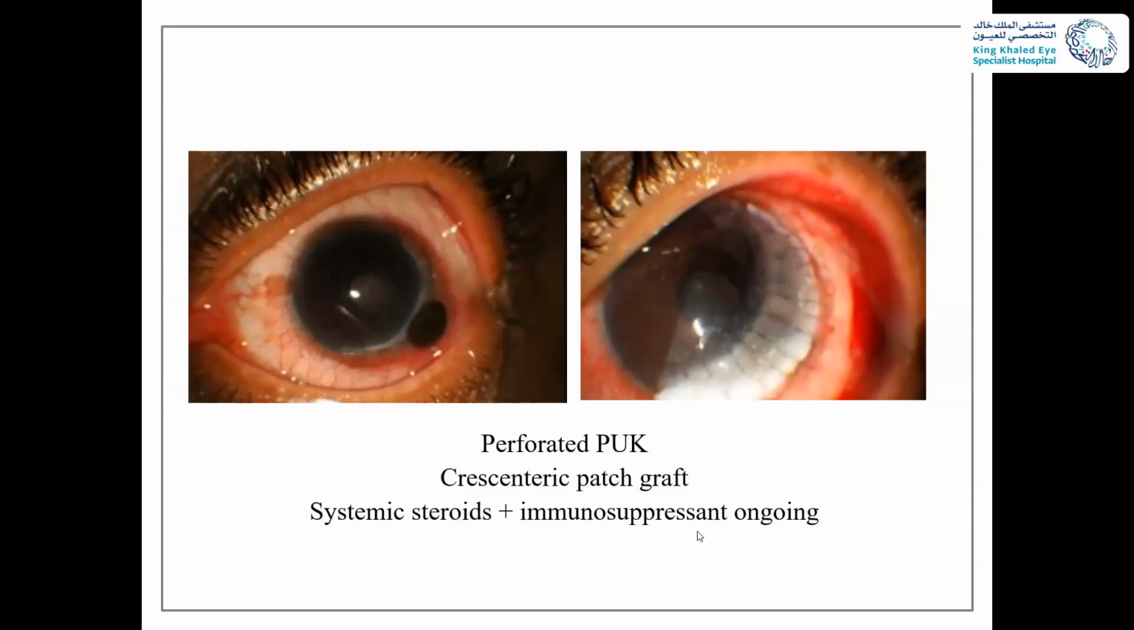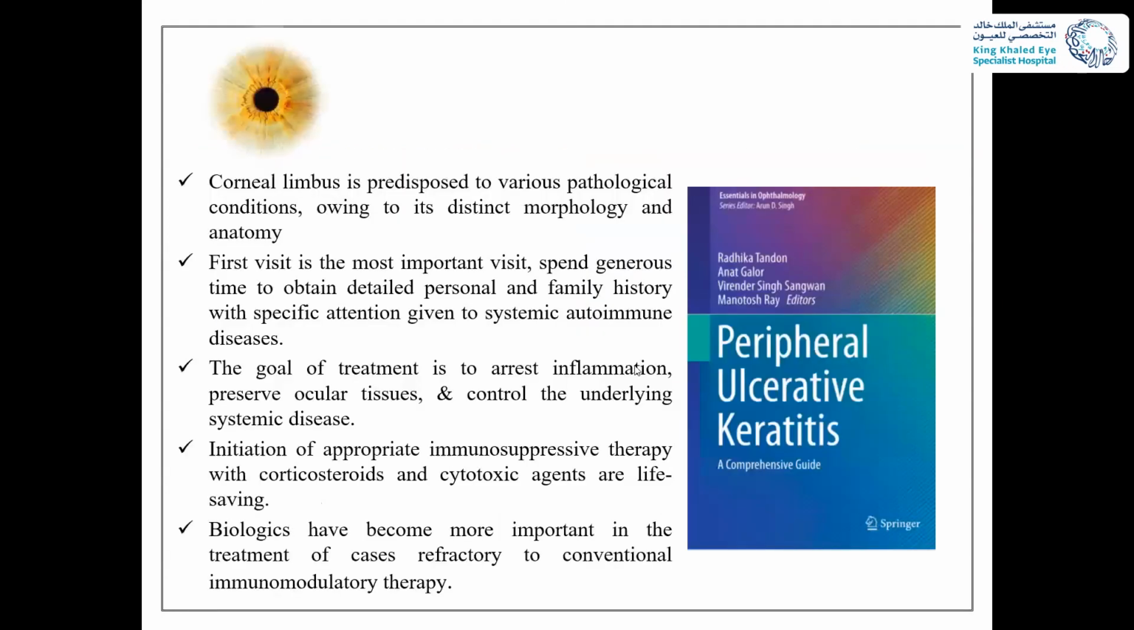The corneal patch graft has always to be started with the appropriate immunosuppression. Nevertheless, the outcome is disappointing. Now, to put everything together, the corneal limbus, as we know, is predisposed to various pathological conditions because of its distinct morphology and anatomy. The first visit is the most important visit.